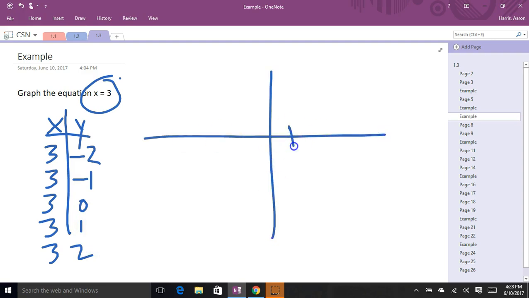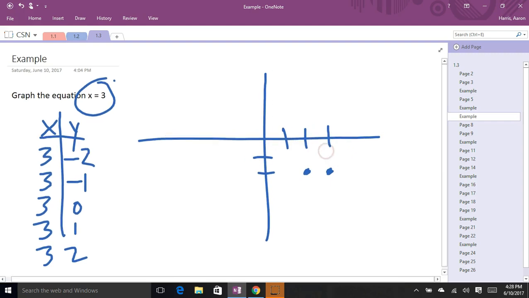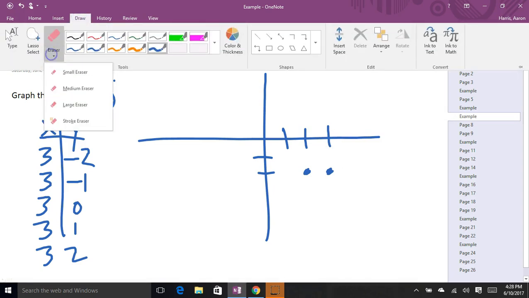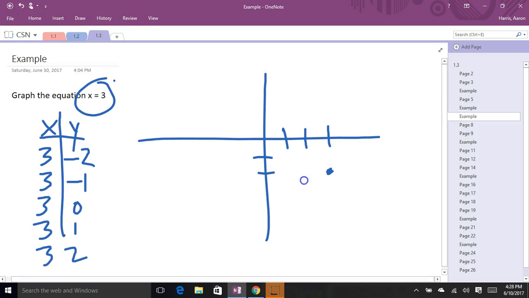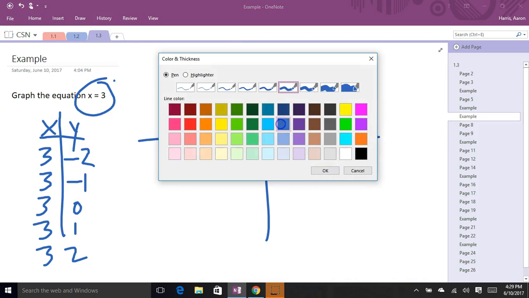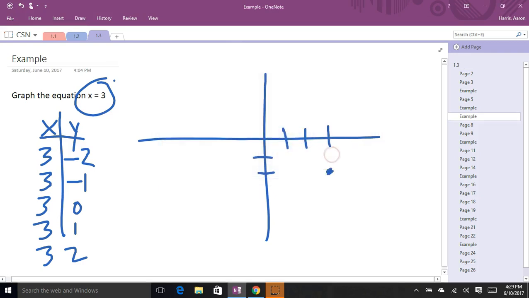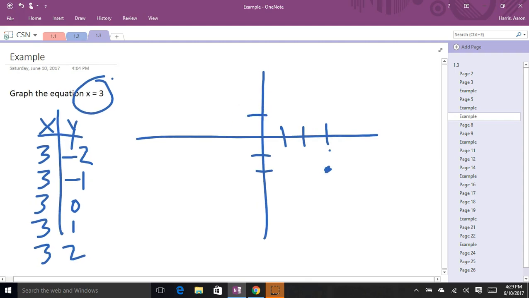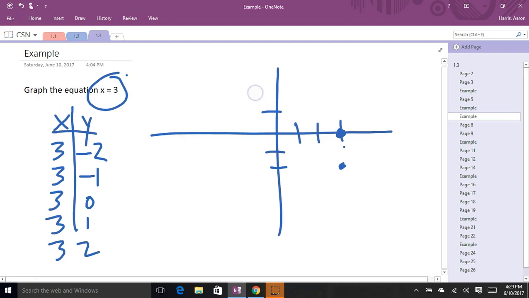X is always 3. So you got the point 3, negative 2, you got 3, negative 1, you got 3, 0, you got 3, 1, you got 3, 2.